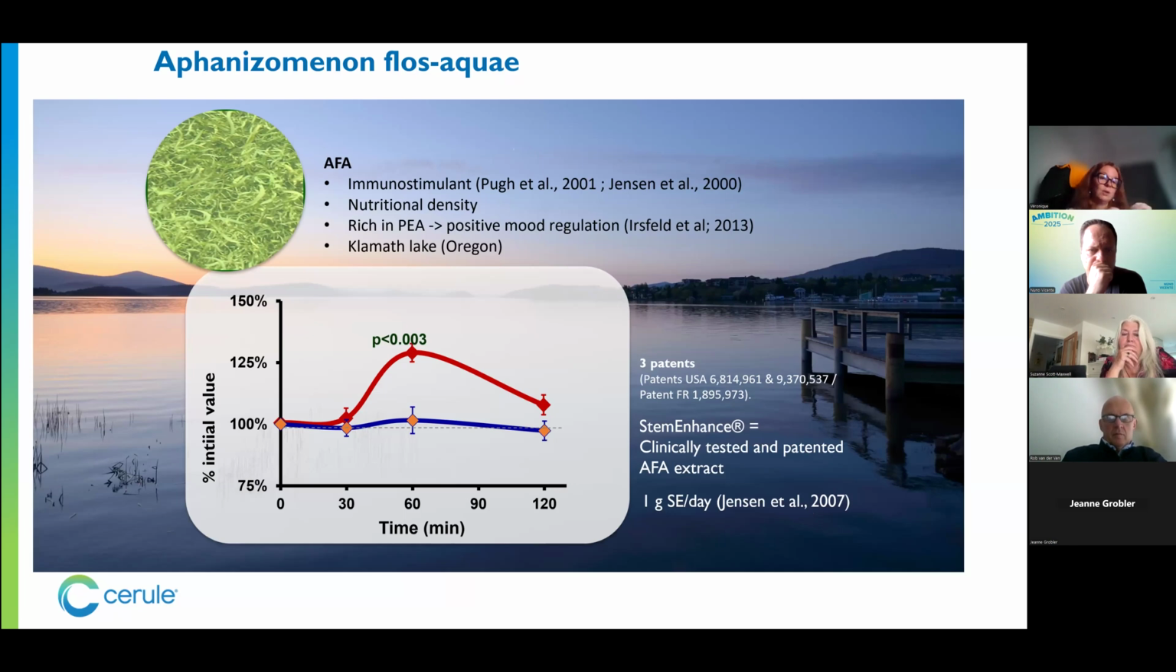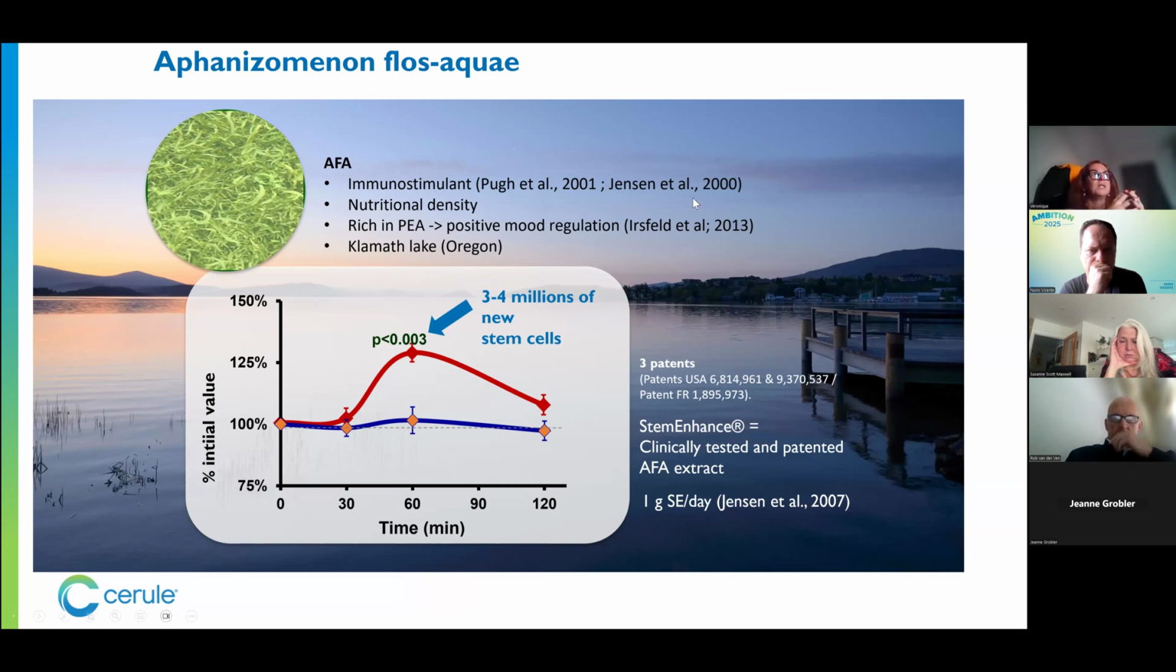So Stemness Ultra will contain 3 different stem cell mobilizers. The first one is an extract of Aphanizomenon flos-aquae, so the Stemness. 1 gram of Stemness will trigger an increase in the number of stem cells 1 hour after ingestion, with a 30% increase in stem cells in circulation, corresponding to 3 to 4 million new stem cells in circulation.